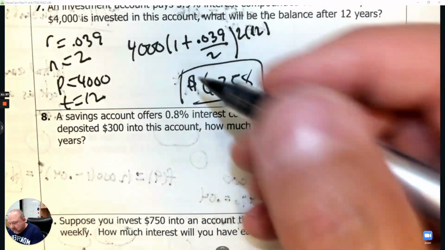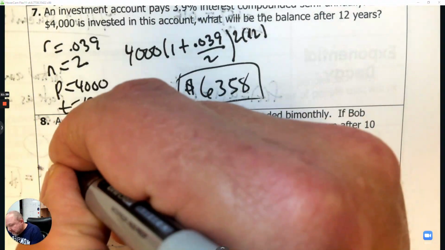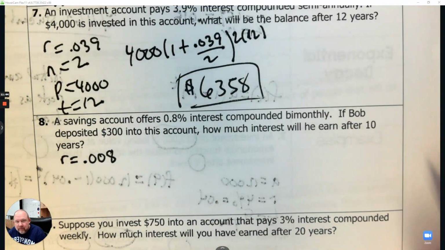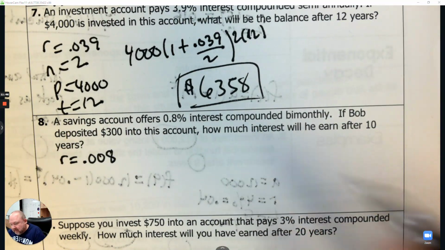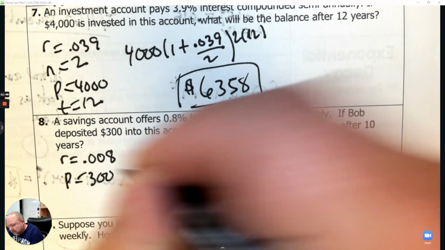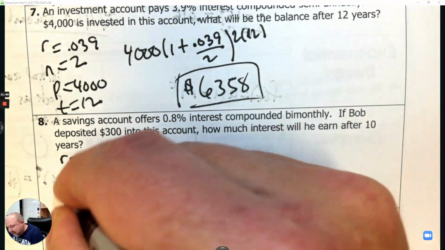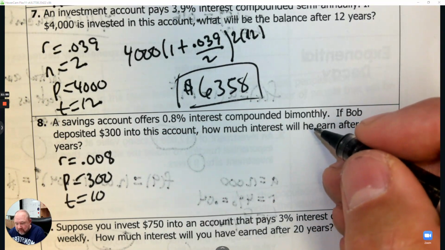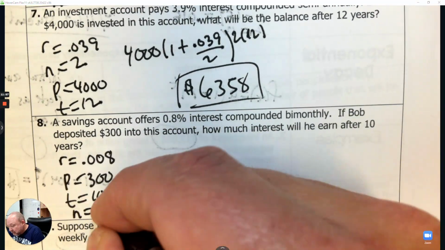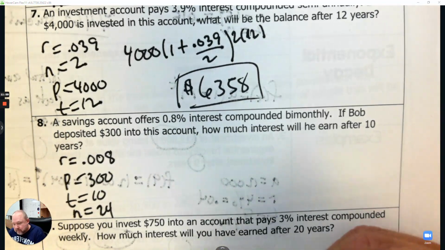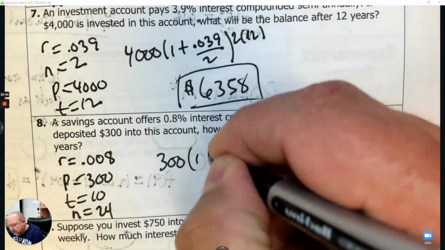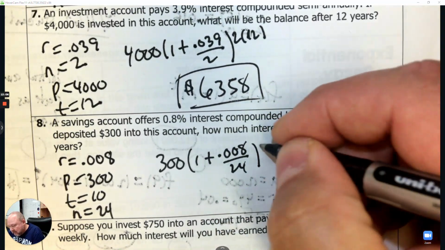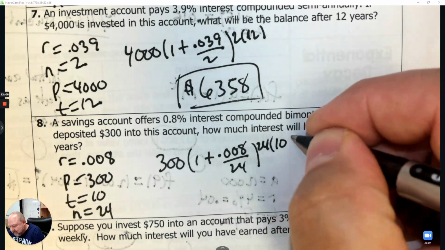Savings account offers 0.8%. Man, that move the decimal. That's 0.008 if you move the decimal. Deposited $300. How much will be there after 10 years? And it's compounded bi-monthly. That means twice a month. So if there's 12 months in a year, twice a month would be 24. And then calculate it, 300, 1 plus 0.008 divided by 24, 24 times 10.